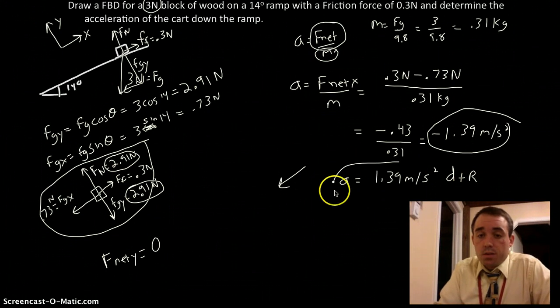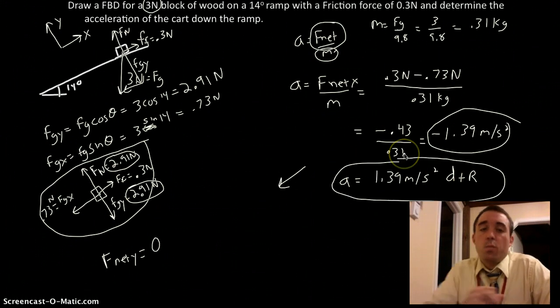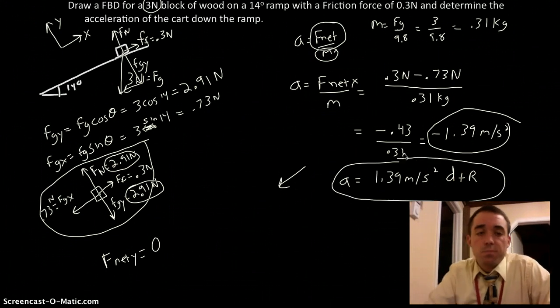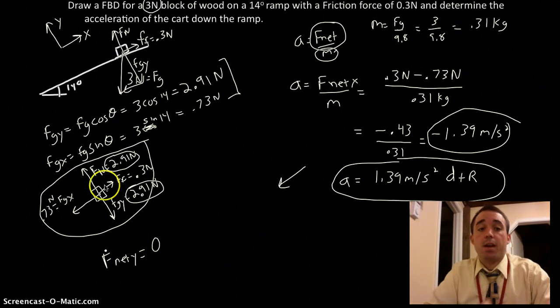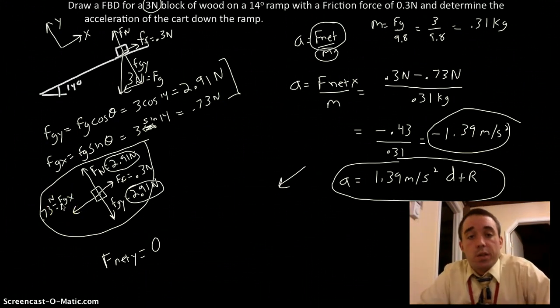That's our solution. Ramp problems are in some ways a little easier, other ways a little more tricky. Depends on how you look at it. Break it apart, break the Fg into its pieces, use that in a free body diagram to determine what our acceleration is. Hopefully this was clear, and good job.